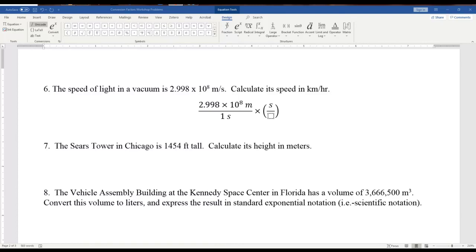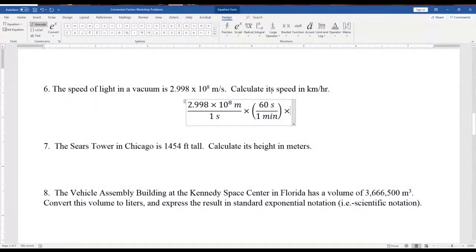What can I convert seconds to? Minutes. Yeah, you could convert the seconds to hours, but not everybody knows offhand how many seconds are in an hour. But you definitely can convert seconds to minutes because we all know that there is 60 seconds in 1 minute.